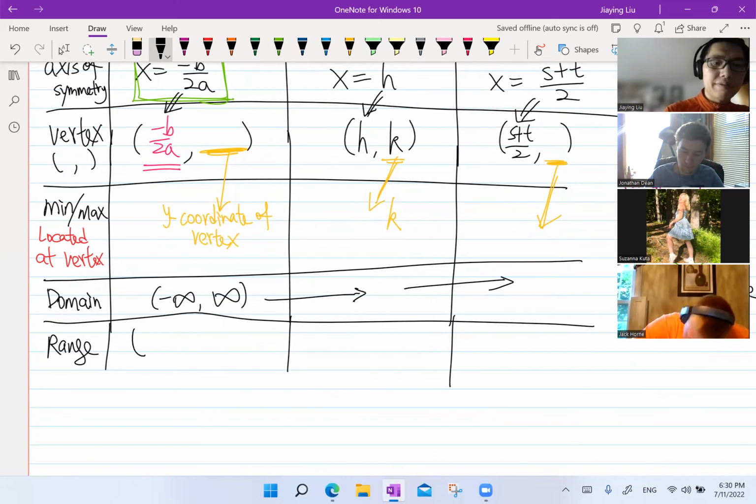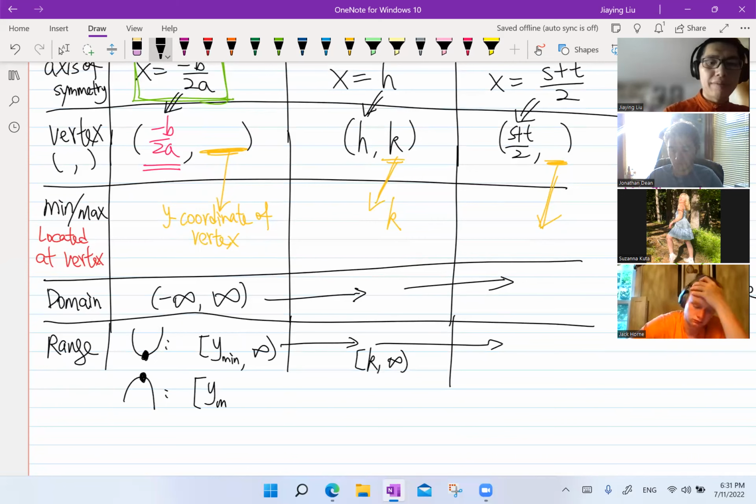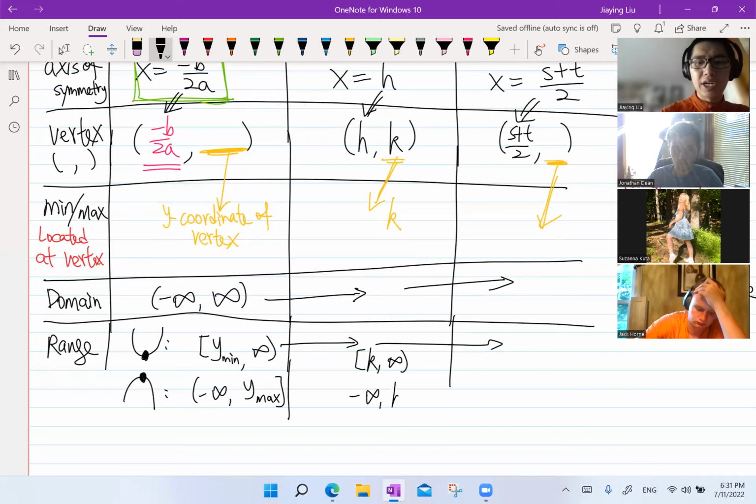If a is positive, the parabola opens upwards, the range is going to be from the lowest y value, so y minimum, go all the way to infinity. And in the vertex form, it's just going to be from k to infinity because k is the minimum or maximum. But if the graph opens downwards with a negative a, then that's going to have a maximum, y maximum. Sorry, negative infinity to y maximum. And then this is going to be negative infinity to k. And this is again going to be y maximum, negative infinity to y maximum.